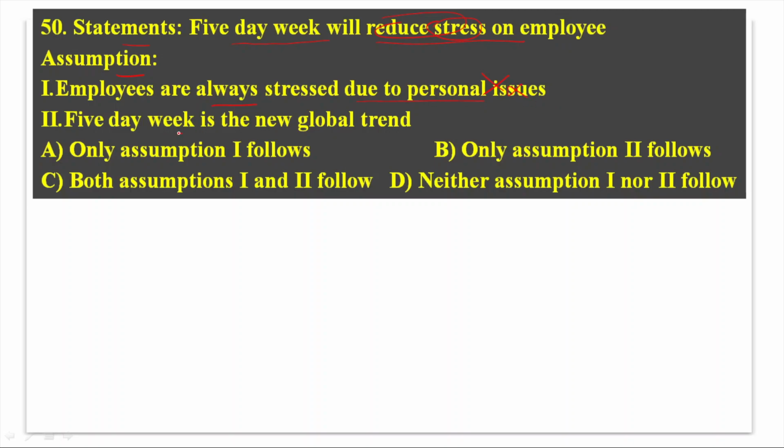Next, 5-day week is a new global trend. In the statement he is talking only about the stress. So that's why he is reducing the office work to 5 days. But whether this is a global trend or not was not mentioned in the statement here. So this assumption is also not following. So neither assumption one nor assumption two is following here, which is presented in option 4.